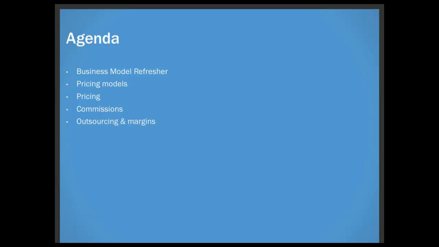First of all, we're going to go through the business model and a refresher of that. We're going to have a look at some pricing models and pricing itself, and we're going to talk about commissions and whether you need commissions or not, and then we're going to look at outsourcing and margin. So we're basically walking through this step at a time. So we start with how we're going to price, then we look at the detail, then we look at our costs and we look at our margin.